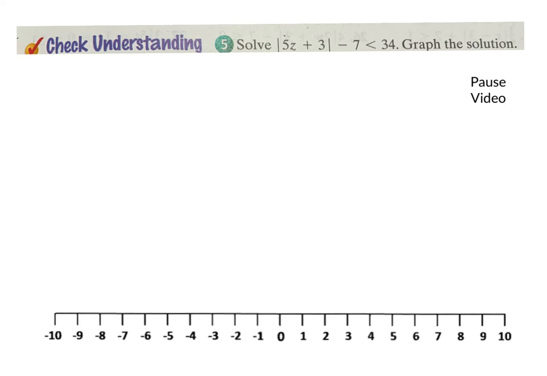So go ahead and pause the video here and work out this particular problem, and then when you're finished, continue with the video and check your work.